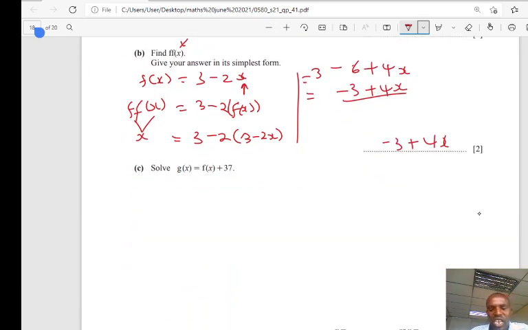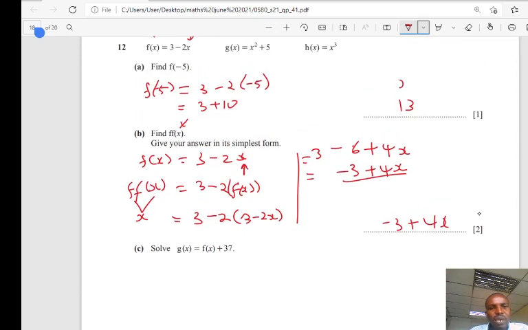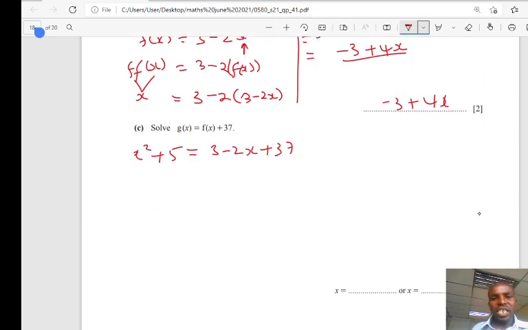Next, solve g of x is equal to f of x plus 37. This one is a matter of substitution. You take g of x. g of x is x squared plus 5. X squared plus 5 is equal to f of x, which is 3 minus 2x, then plus 37. Then they said solve. These are 4 marks. Serious one. Collect like terms and express as a quadratic equation, because there's a square already. That's ax squared plus bx plus c equal to 0.